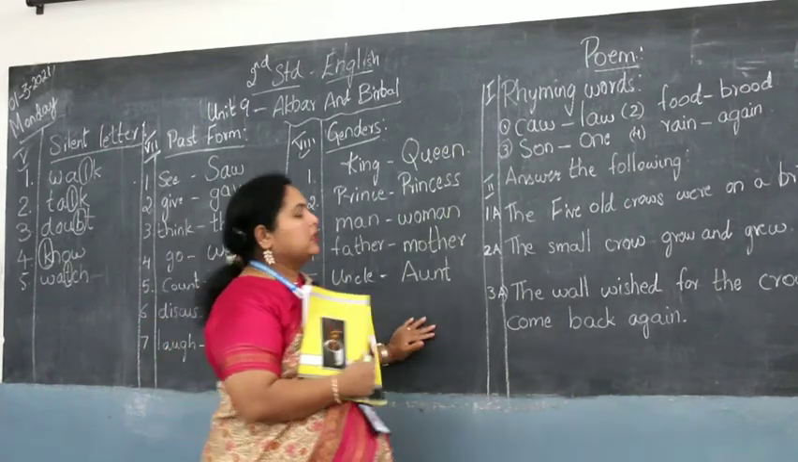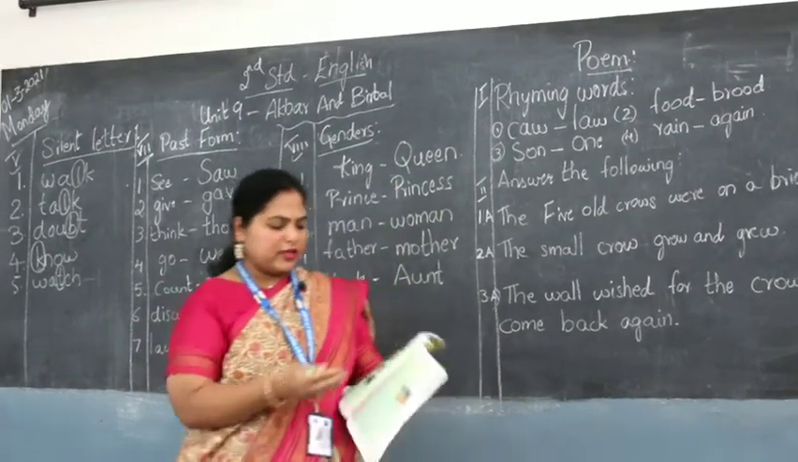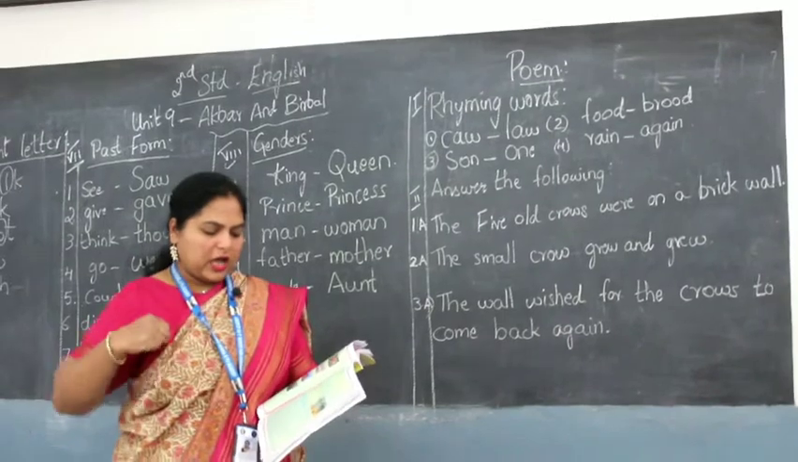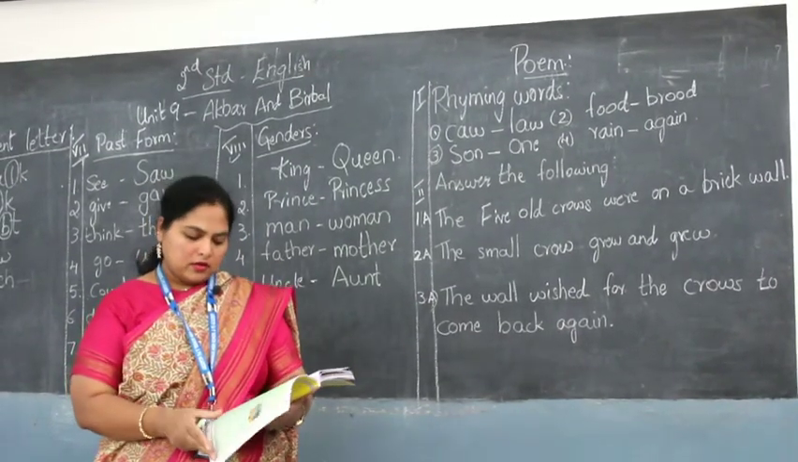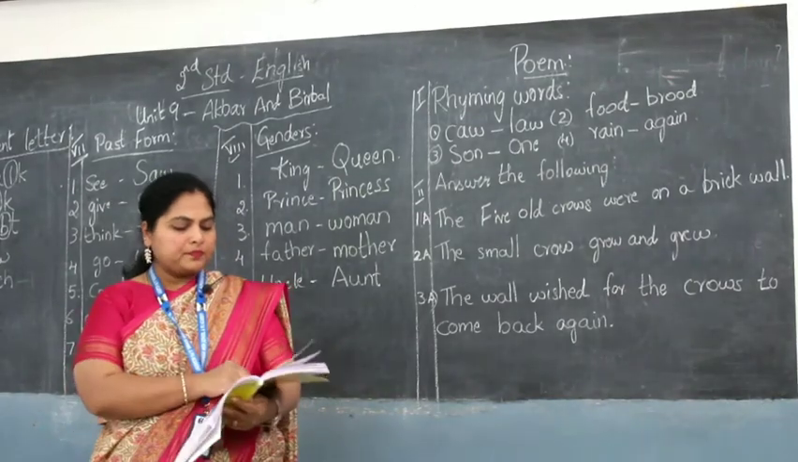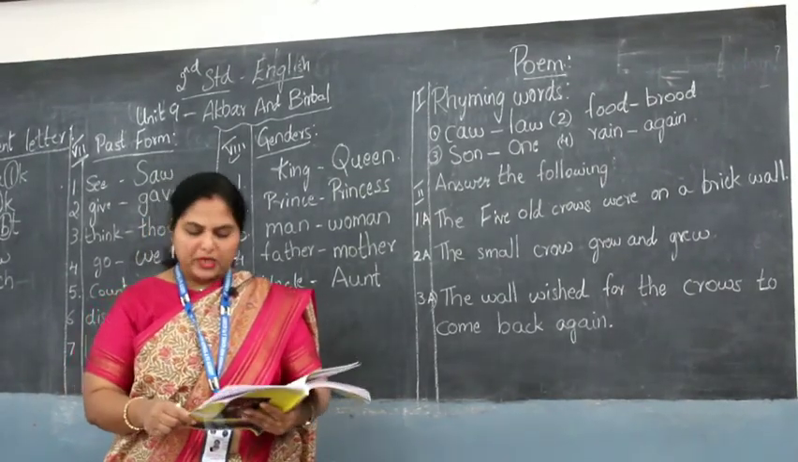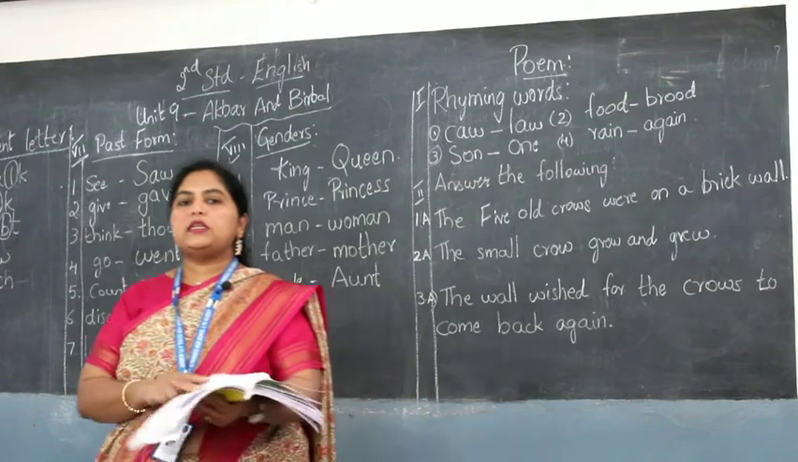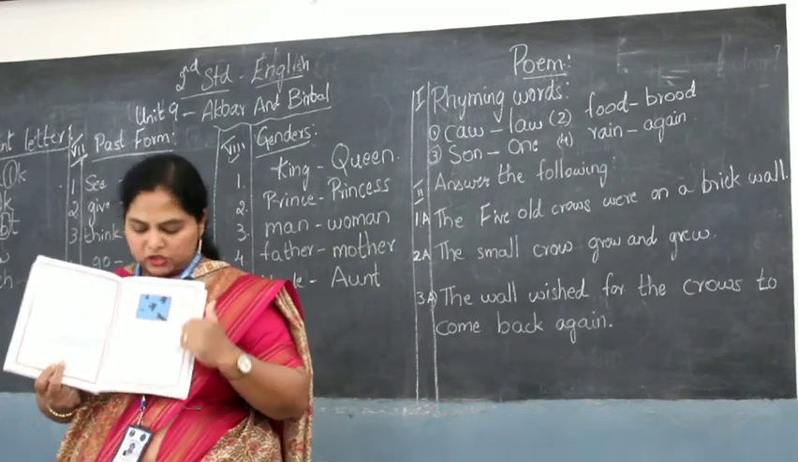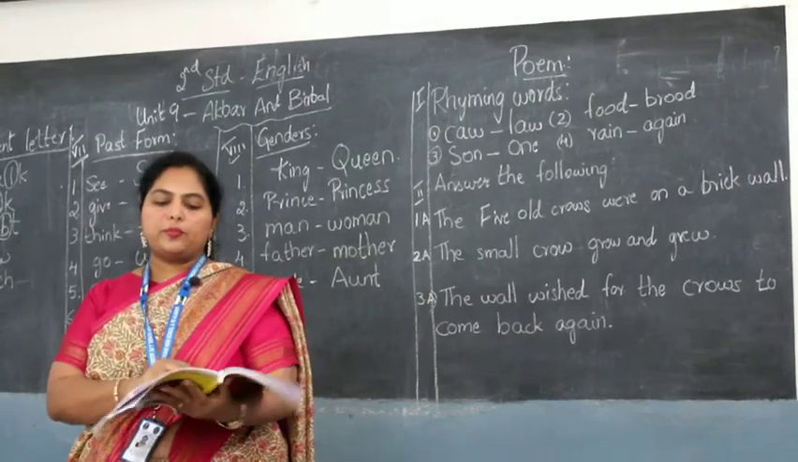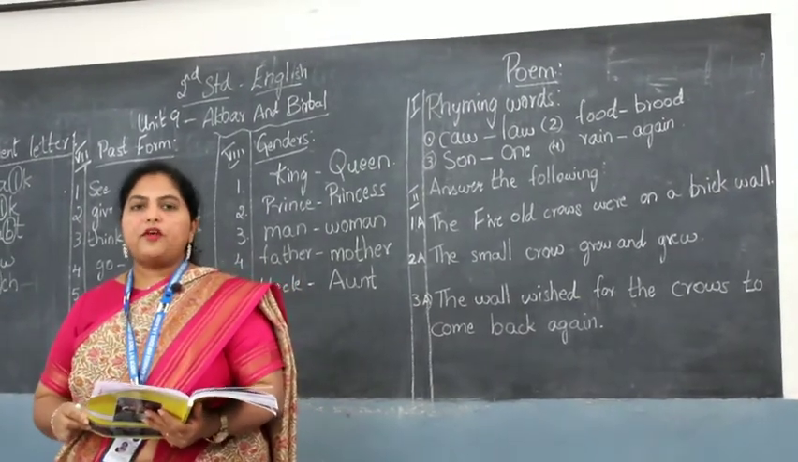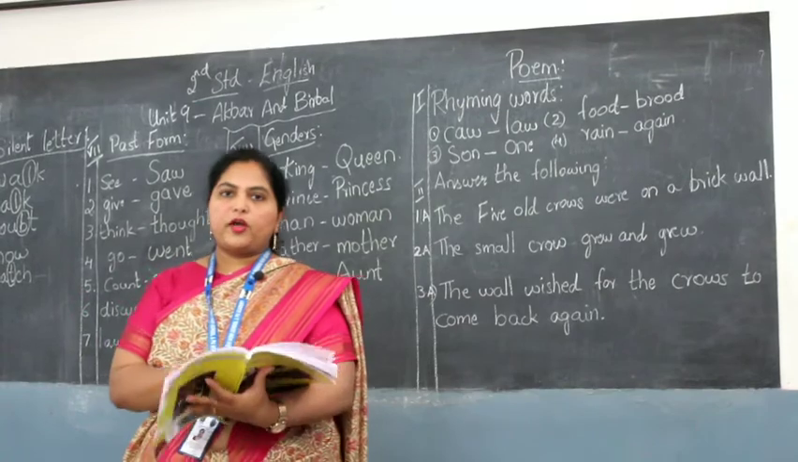Okay children. So next I have already done an oral thing with you all, and I have asked you all to write the homework for this, and I am yet to get the homework from you all. So let's go to page number 111. Please take the page number 111, the poem. Okay, now I am going to read the poem to you all. The Five Old Crows. The poem goes this way.